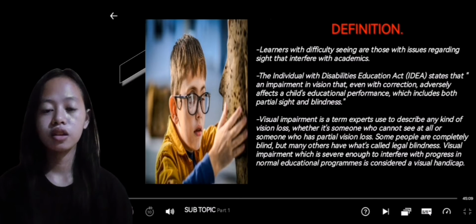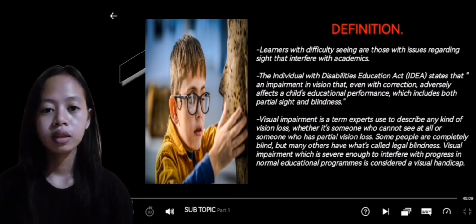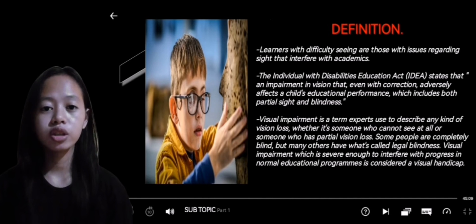So what is partial vision loss? Partial vision loss is when a person experiences vision loss with dark, partial, or blurry vision. Some forms of vision loss are temporary, while others are irreversible. Some people are completely blind, but many others have what is called legal blindness.